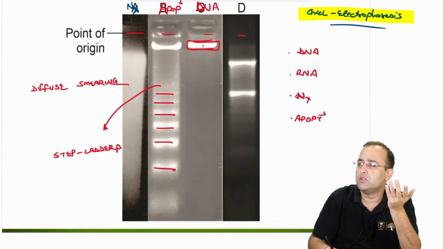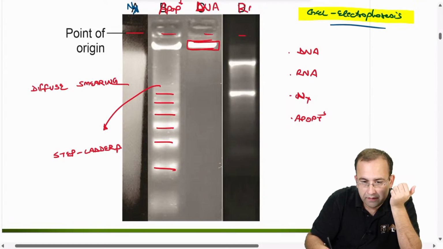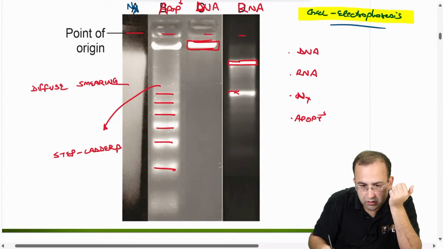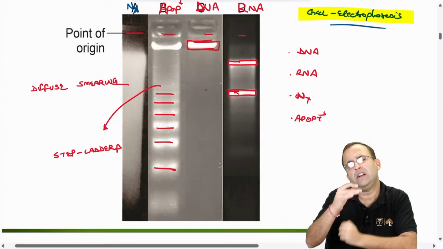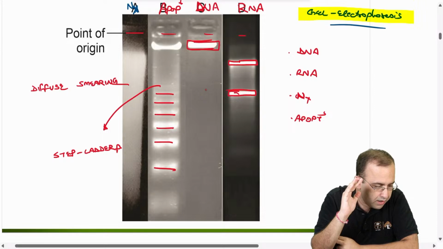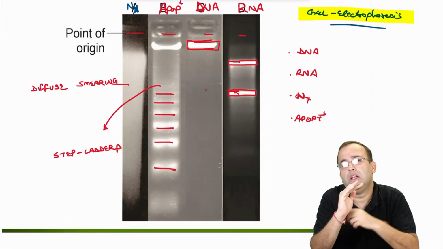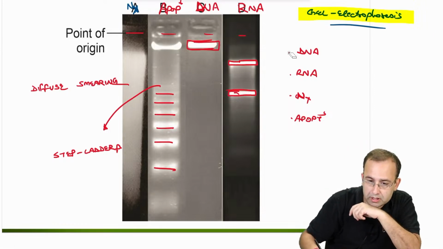Column C was normal DNA versus D, that is normal RNA. We see two bands, 28S and 14S, slightly away from the point of origin. This is gel electrophoresis. Again, an important concept.